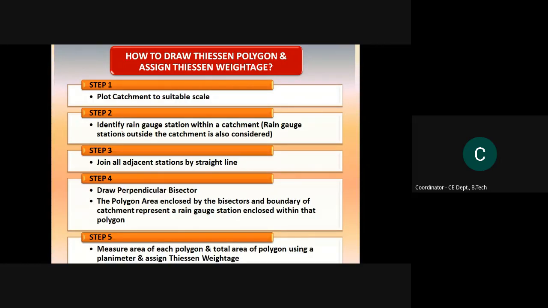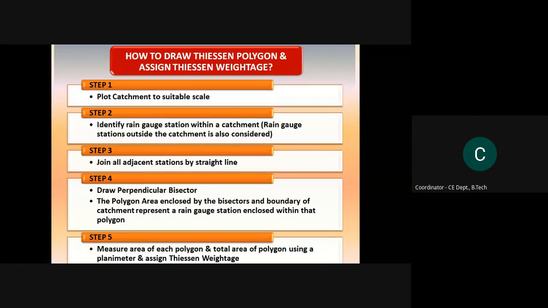We will identify different rain gauge stations within that catchment. Some rain gauges may be outside the catchment also, so we can consider those for constructing our Thiessen polygon. So we shall now identify those rain gauge stations. After identification, we will join every point. We will join all these rain gauge stations with the help of straight lines.